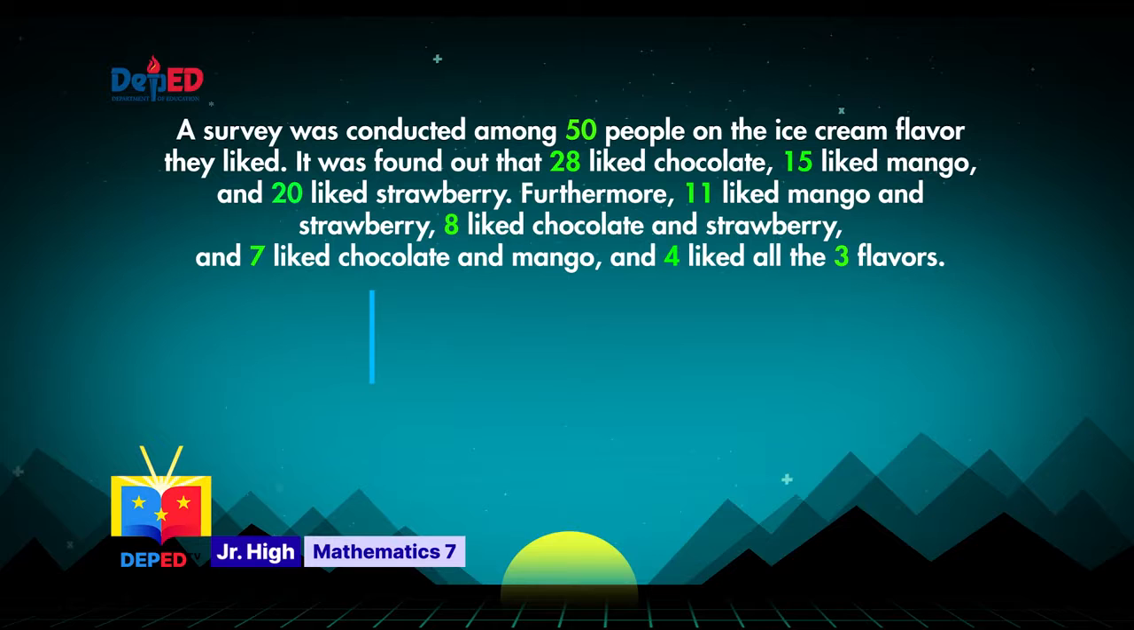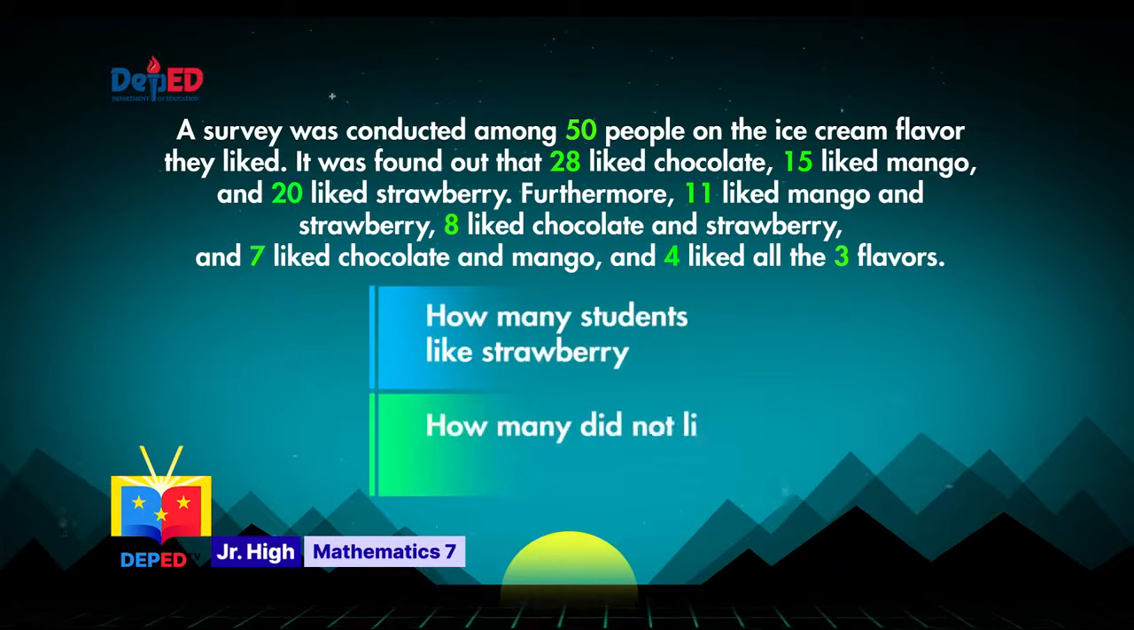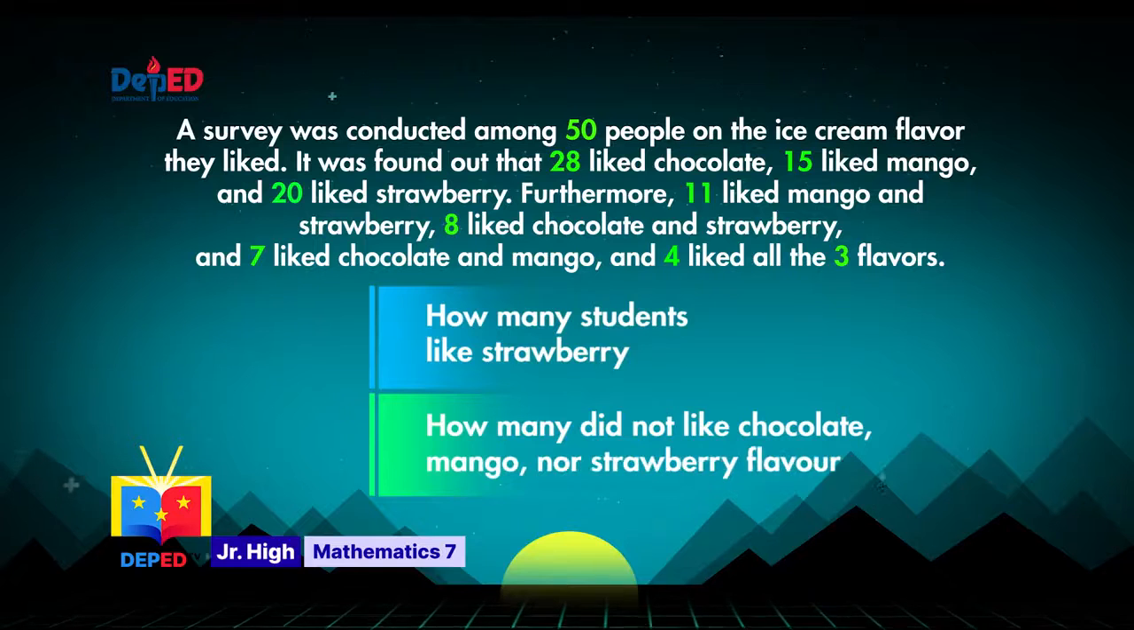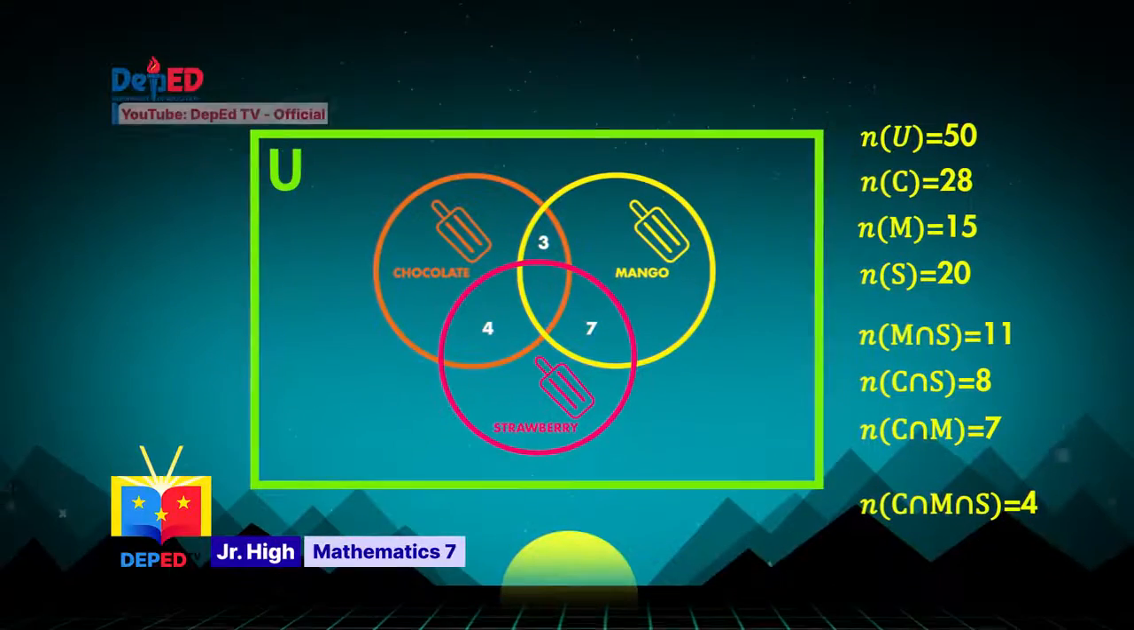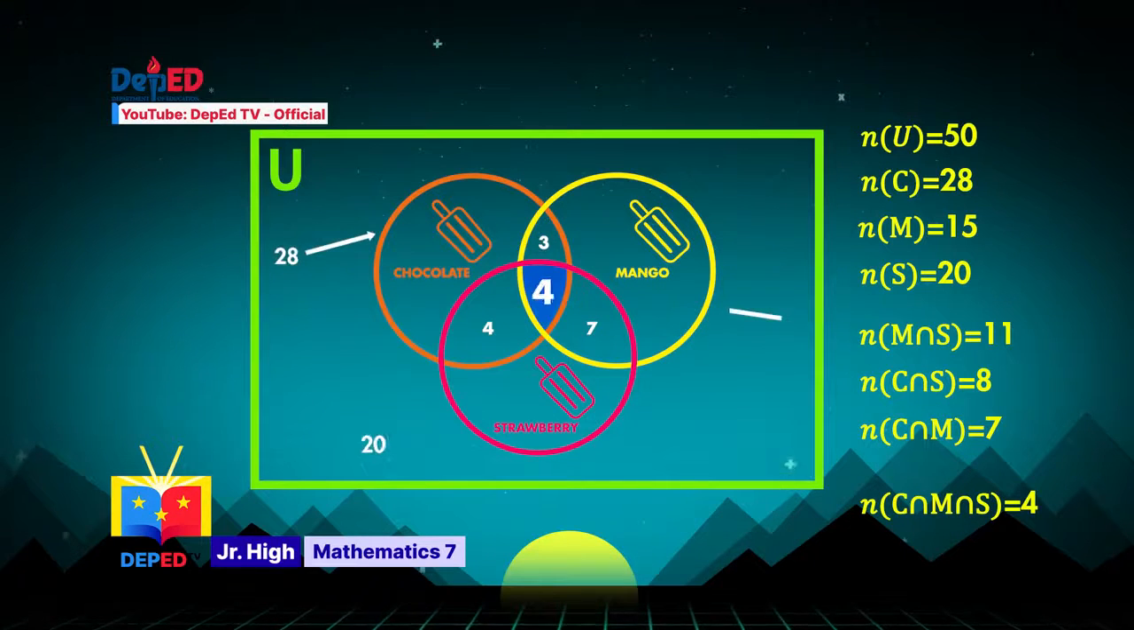We are asked first to find how many of the students like strawberry only. Second question, how many like neither chocolate, mango, nor strawberry flavors? This is how our Venn diagram should look like. With each subset, we can now enter the cardinal number for each identified region in the 3 circles of our diagram. We apply the same technique, which is to work backwards.